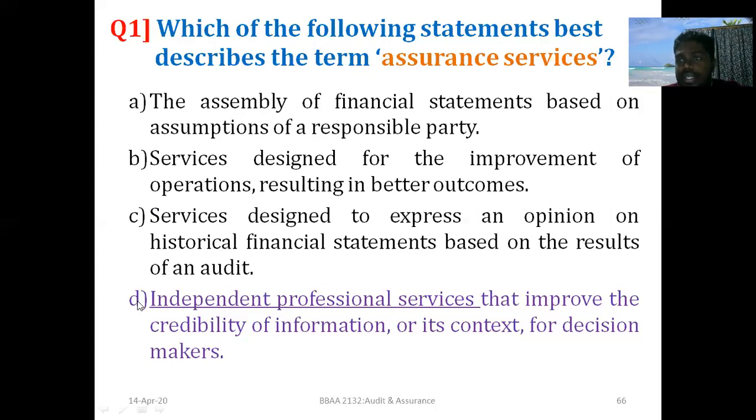So then we move to the answer D. Answer D says independent professional services. Yes, this is the thing. Independent professional services that improve the credibility of information. In the handout we discussed improving the quality of information, enhancing the quality of information. That's credibility, the trustworthiness of information or its context for decision makers or users. So simply you can underline and choose this answer D as the correct one. Okay, so which of the following statements best describe the term assurance services?